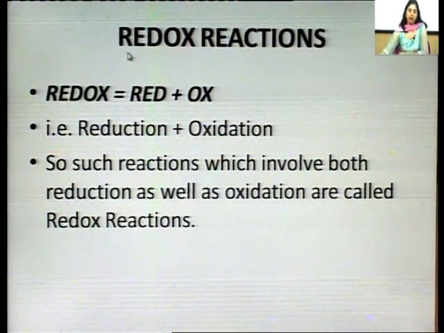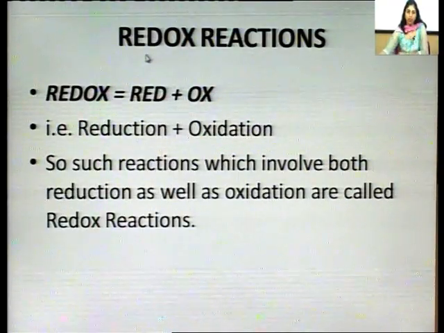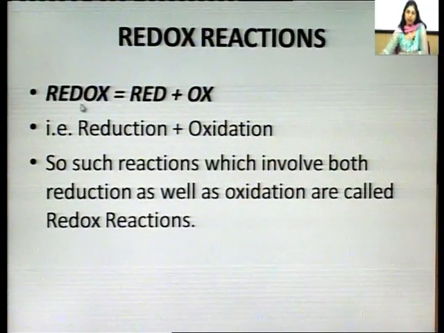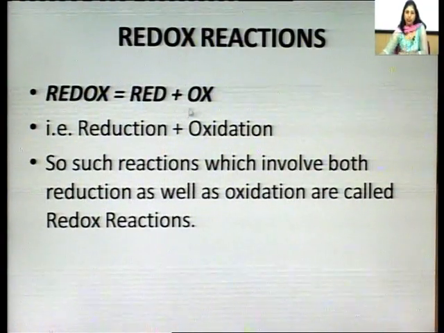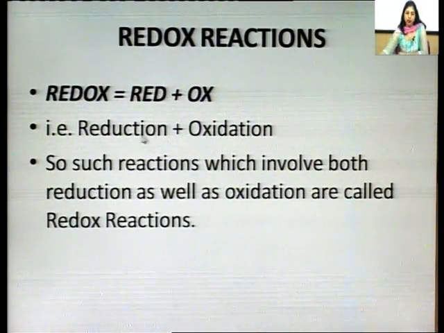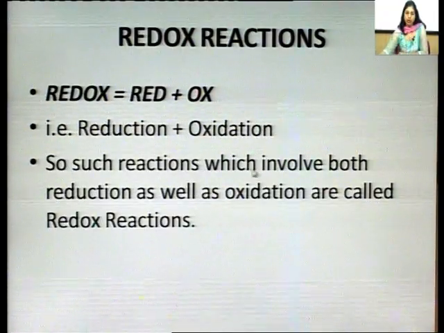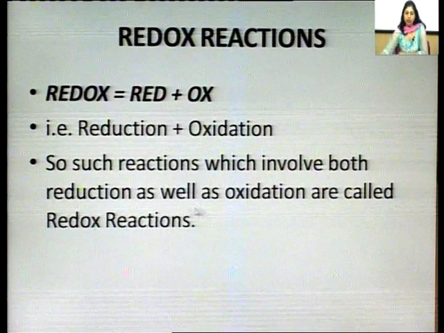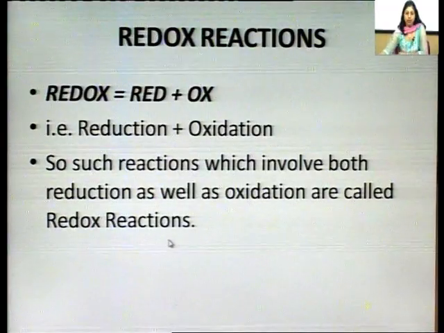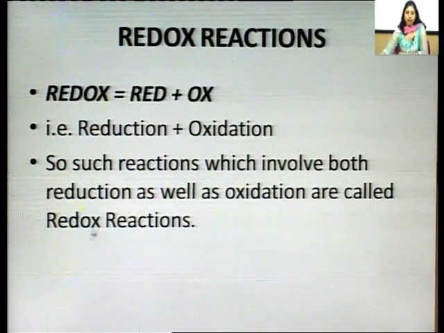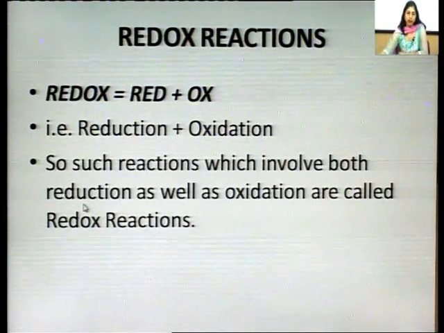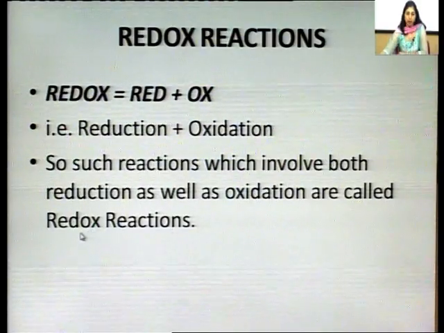Now, next one is redox reactions. This word redox is made up of two parts, red plus ox, meaning reduction and oxidation. So, such reactions which involve both reduction as well as oxidation are called redox reactions. That means the reactions in which both oxidation as well as reduction are taking place are known as redox reactions.